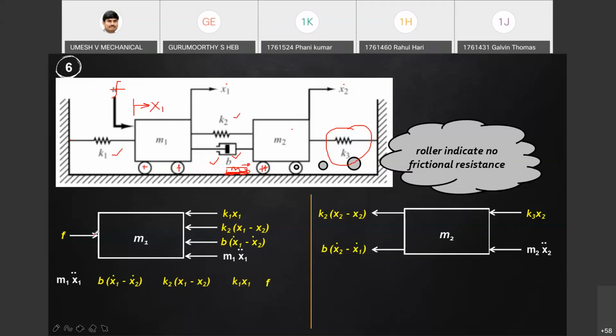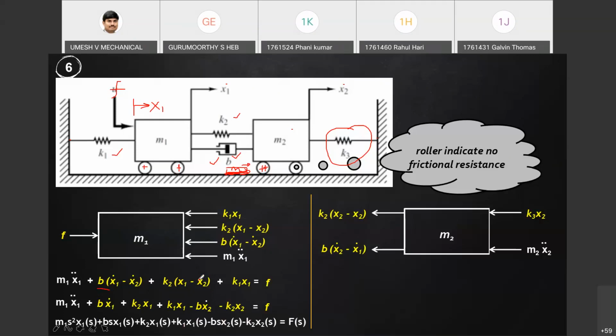Mass M1. So on one side you can put one force, all other forces you put on the other side like this. Just a small modification in the variables. Same thing in the Laplace form: double dot becomes s square into x1, dot becomes s into x1, like this. Same thing you can do for the other mass M2.